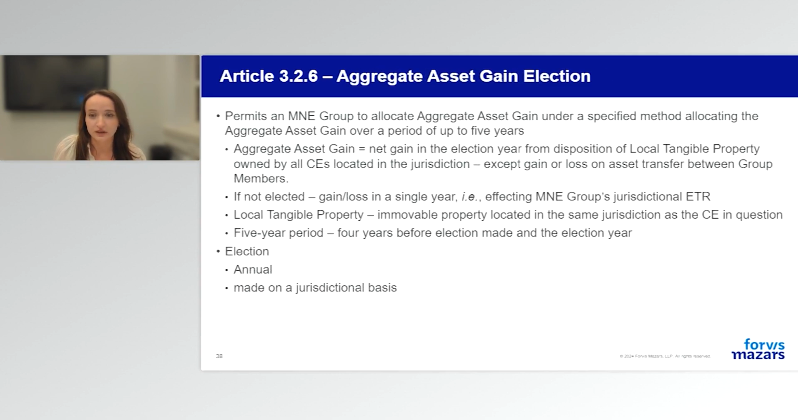Next up is the asset gains election. This election allows M&A groups to spread capital gains or losses from selling local tangible assets over up to 5 years. And this mechanism mitigates the impact of a large one-time gain on the jurisdictional ETR. And the election applies to local tangible assets, which are specifically immovable properties located in the same jurisdiction as the constituent entity. And the gains and losses are matched against prior losses from similar assets during the look-back period.